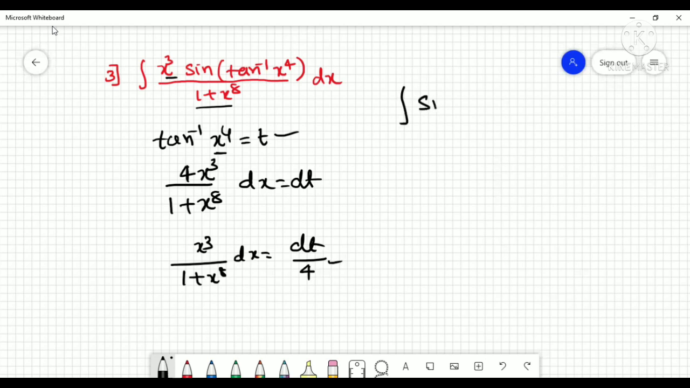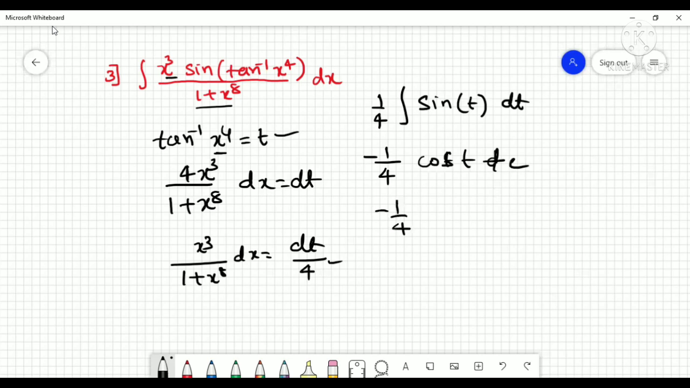Then sine of tan inverse x to the power of 4, we can take as t, into x cube by 1 plus x power 8 dx, which is dt by 4. The 1 by 4 I will write outside of the integration. The integration of sin t is minus cos t dt, plus c. Now minus 1 by 4 cos, what is the t value? The t value is tan inverse x power 4, plus c. This is the value of this integration.